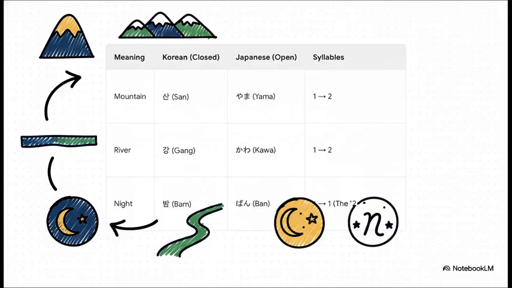And this right here is where you really see the consequences. Let's take the word for mountain. In Korean, it's one short closed syllable, san, simple. But in Japanese, since you can't end with that N sound, unless it's the special n, it has to expand into two open syllables, yama. Same thing for river. The single syllable gang in Korean becomes kawa. The only time they match up is with that special N sound, where the Korean bam can become the Japanese ban. Almost every other time, Japanese just needs more syllables to say the exact same thing.